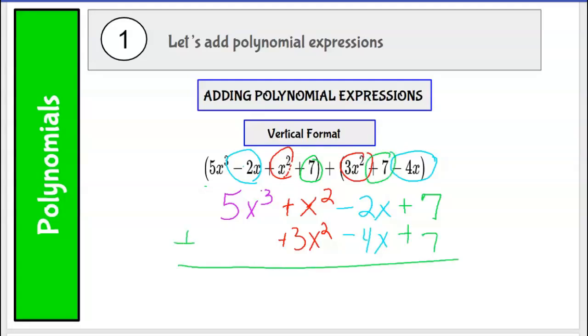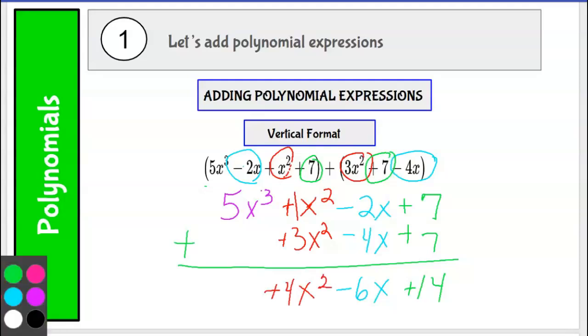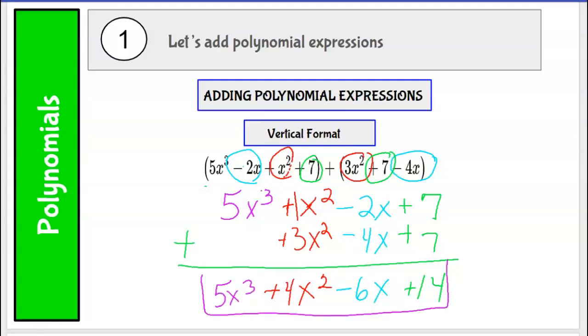Draw our line to show addition, and now we have 7 plus 7, both positive, which is going to give me a positive 14. I have a negative 2x and a negative 4x, adds to give me a negative 6x. We have a plus 1x squared plus 3x squared. Adding the coefficients, I get a positive 4x squared. And then the last one we have is a 5x cubed. So that is our answer of an addition of polynomials in vertical form.